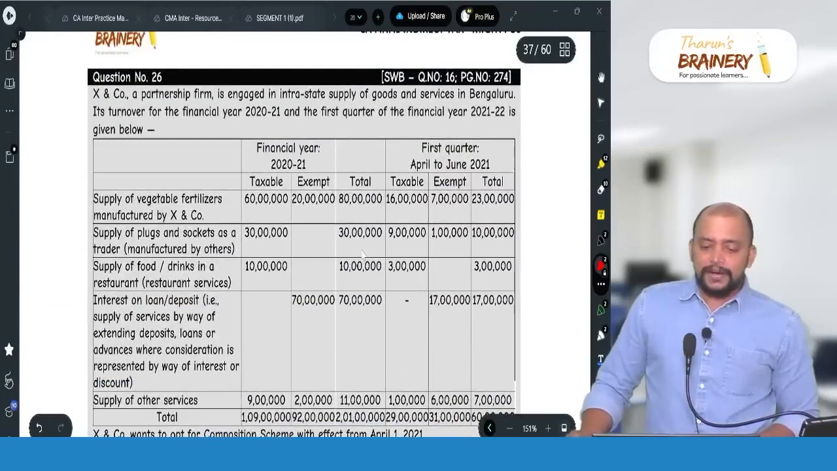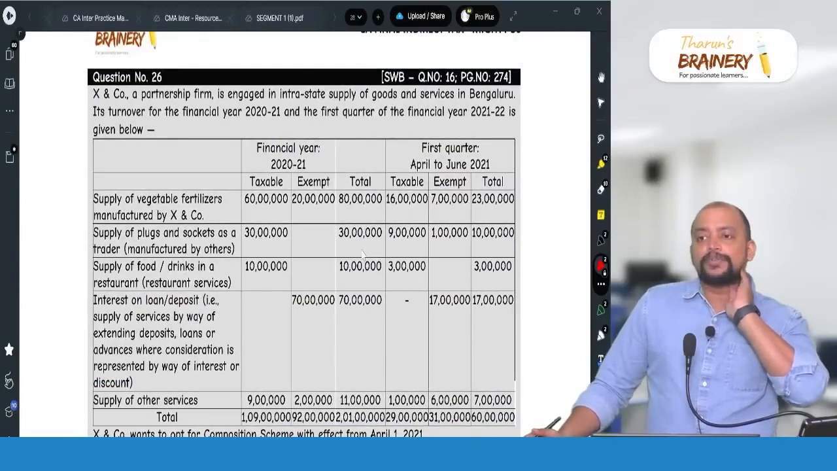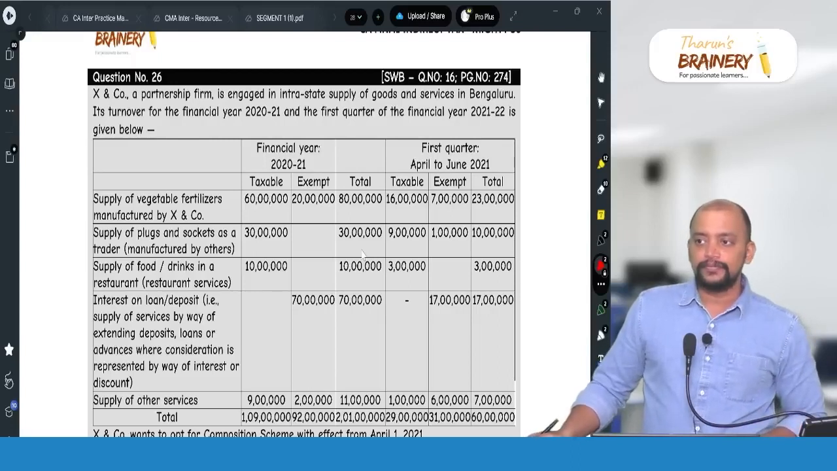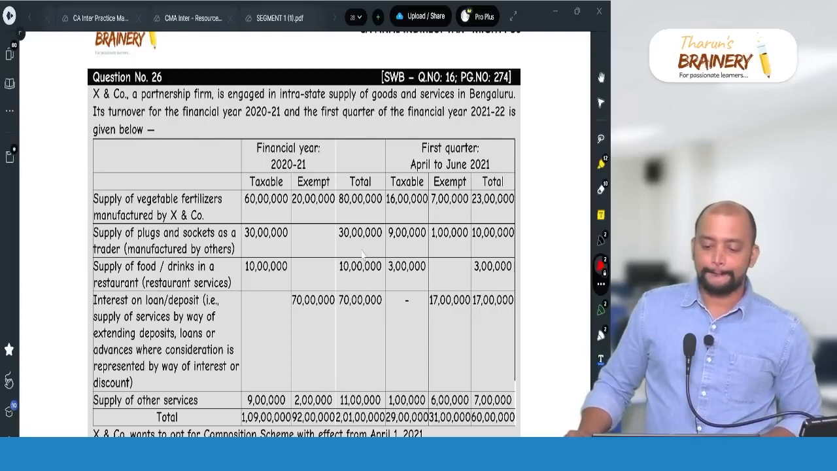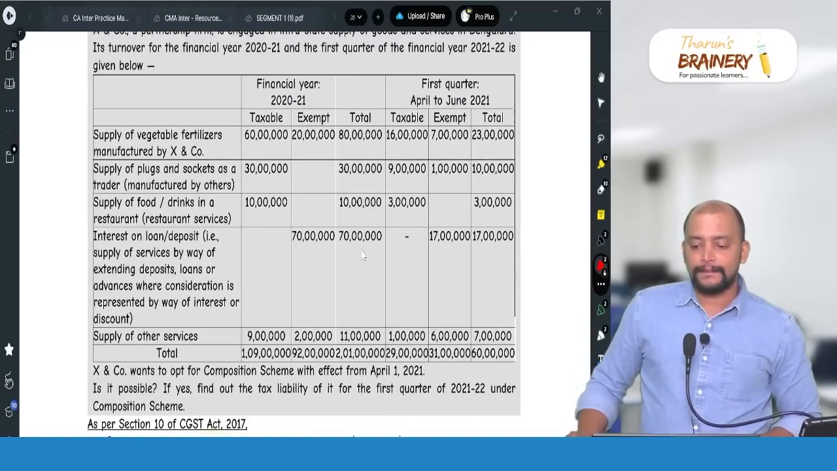Then next one, this is there, we discussed in composition scheme, revised book. Same, same.